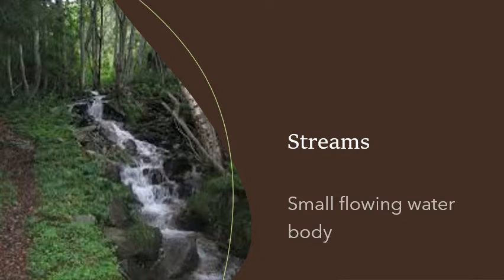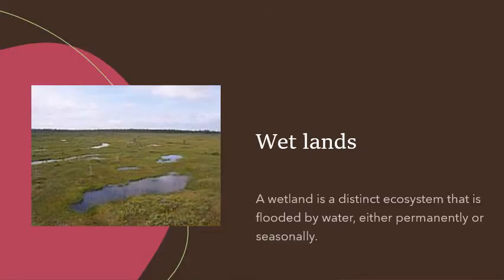Then streams. Streams means small flowing water bodies. They begin in the mountain regions and flow into the river. When these small streams join, it becomes a big river. When this river flows down, it goes to the ocean. These streams are the beginning of the rivers. What are streams? Small flowing water bodies.